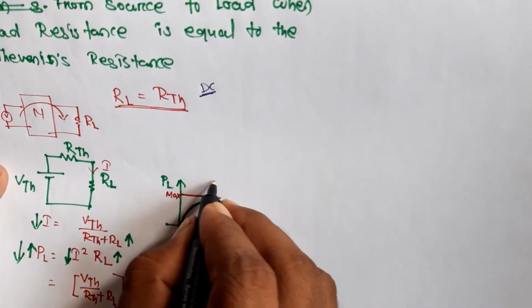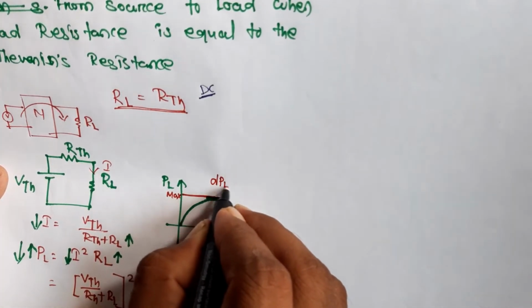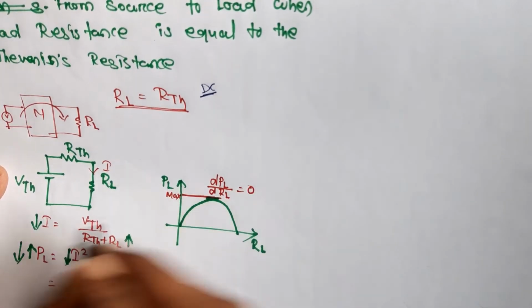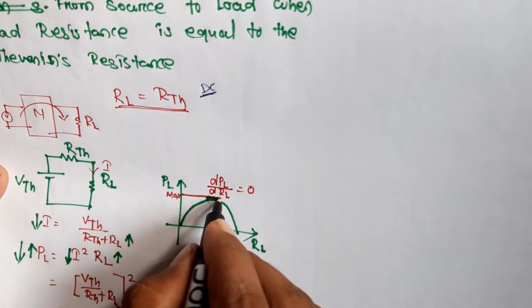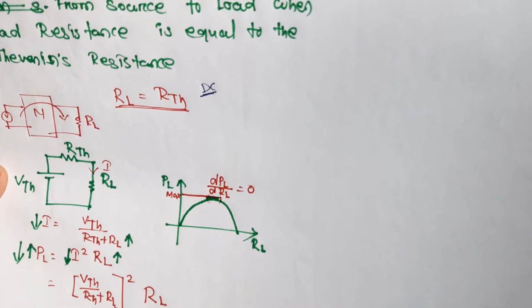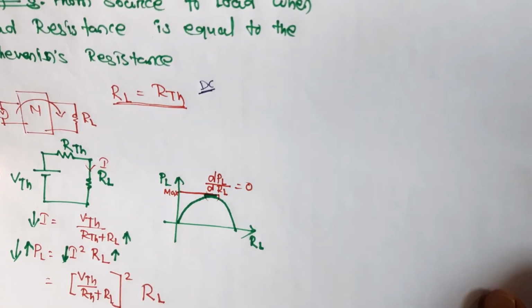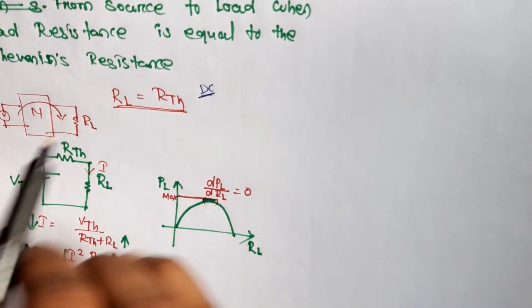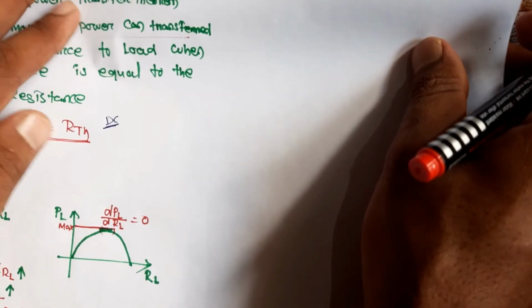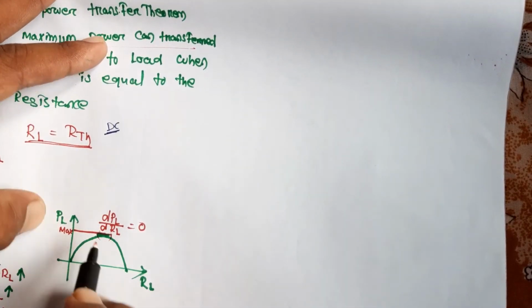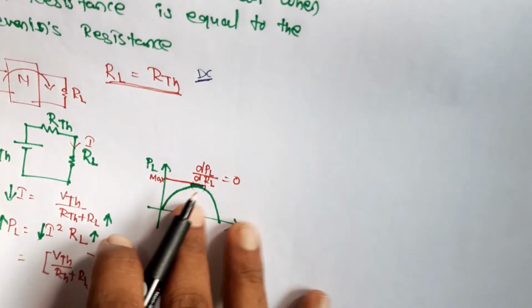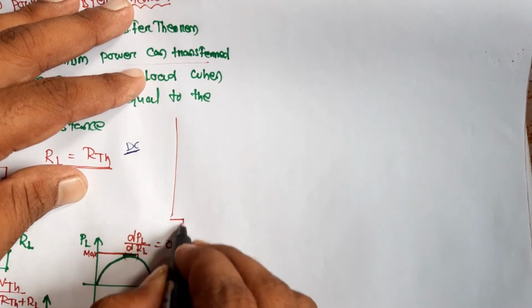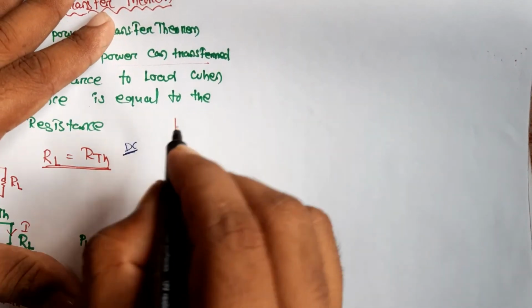Here the maximum condition is that the change in power with respect to the change in load is equal to 0. This is the maximum condition according to this curve; at the maximum point this will be 0. From this derivation we can find RL equal to RTH. Let us find the derivative of the power with respect to the load.